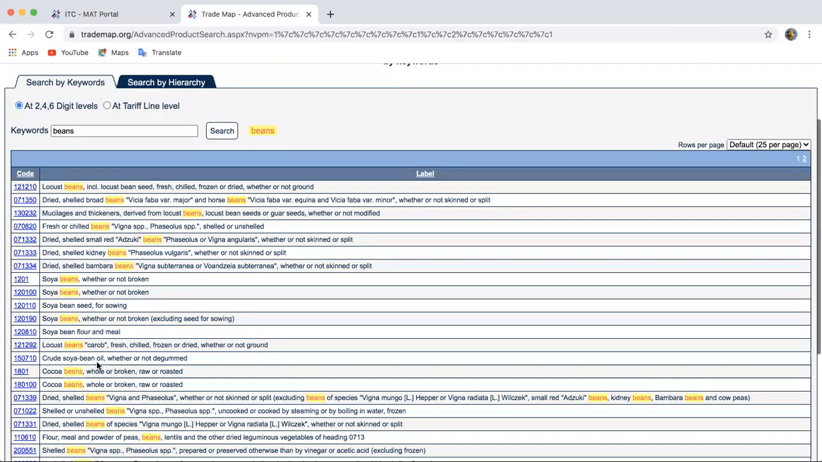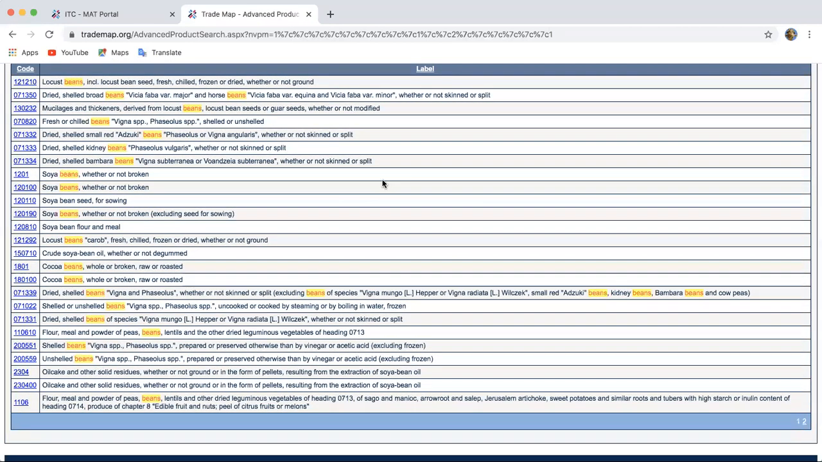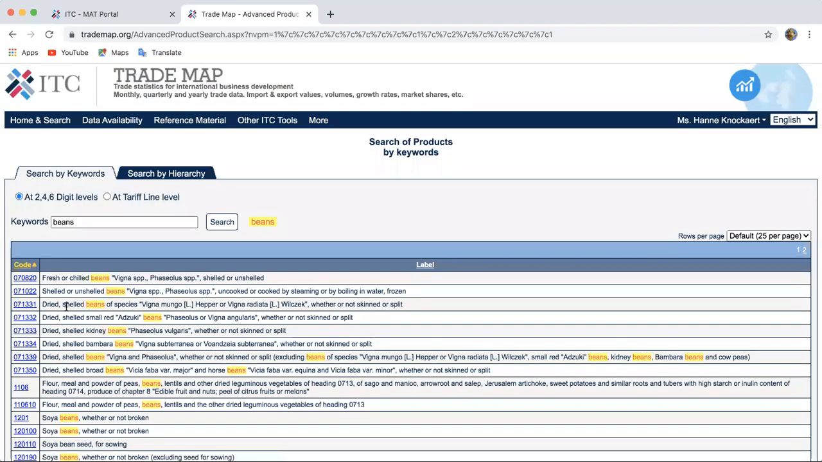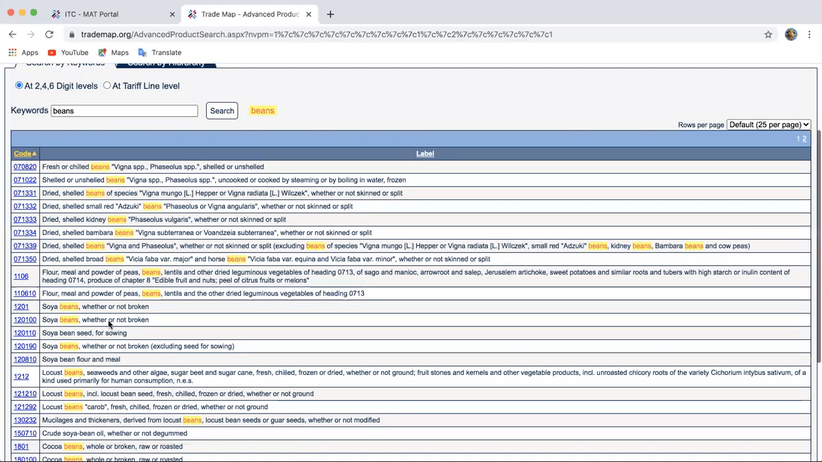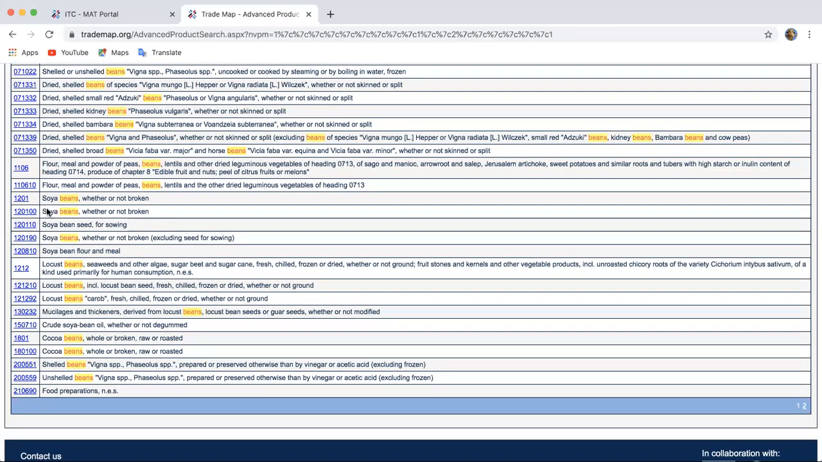And I find the same list of many beans, but at least now we can read the whole description. We can see locust beans, dried shelled beans. And interesting to know is if you click on this code, it will rank them according to the codes. So you can actually see that similar types of products are now closer together, because these codes, 07, for example, it just means very simple beans, raw beans, or fresh or chilled beans. So the higher the code goes, the more sophisticated the products are.